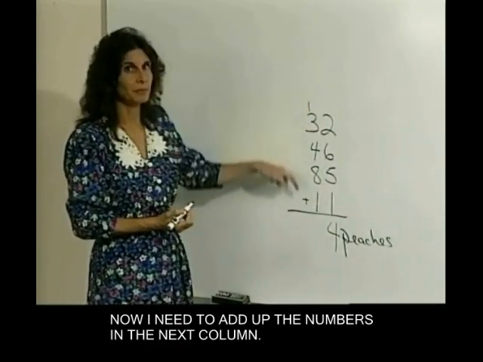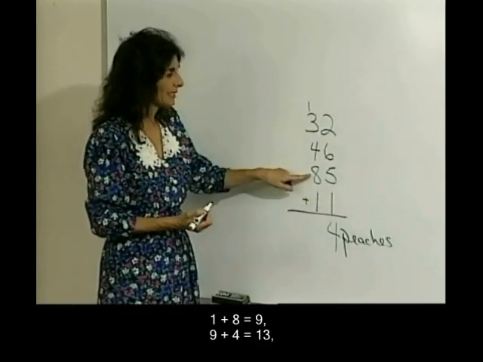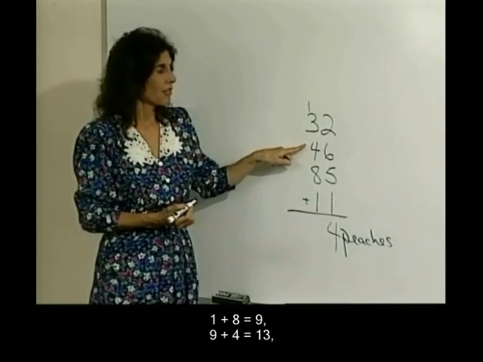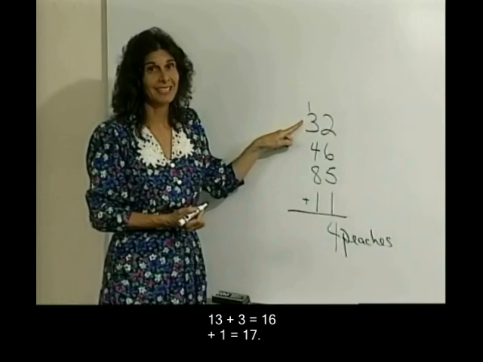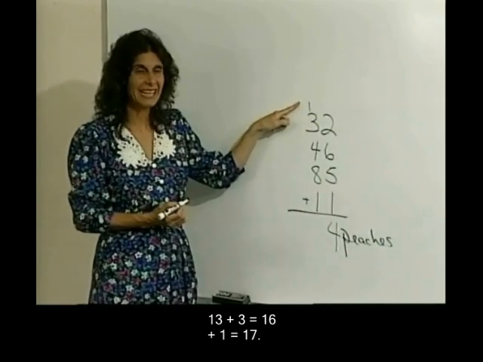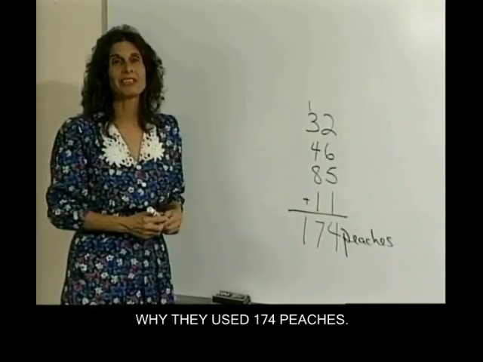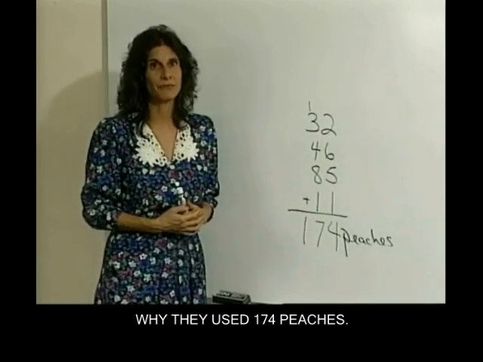Now I need to add up the numbers in the next column. 1 plus 8 is 9. 9 plus 4 is 13. 13 plus 3 is 16, and 1 is 17. How many peaches did these ladies use altogether? Why, they used 174 peaches.